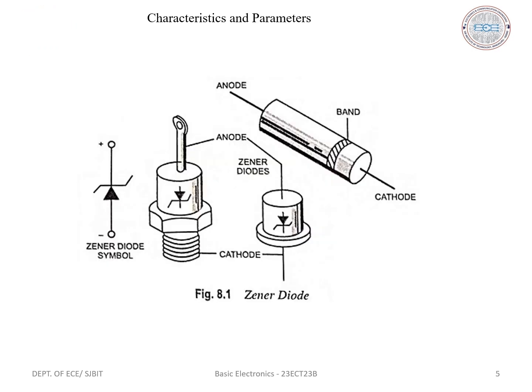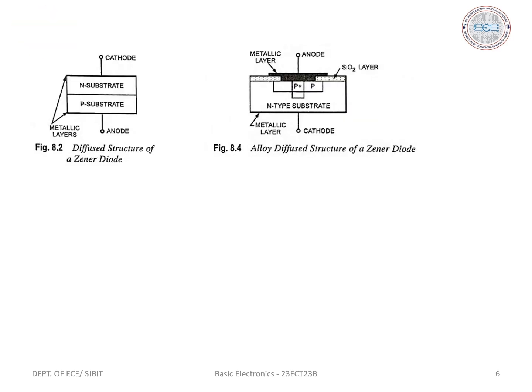Next, these are the characteristics and parameters. The Zener diode is a two-terminal device, and the terminals are anode and cathode, which is shown in this figure. Next, we will see the structure of a diode as well as the structure of a Zener diode.